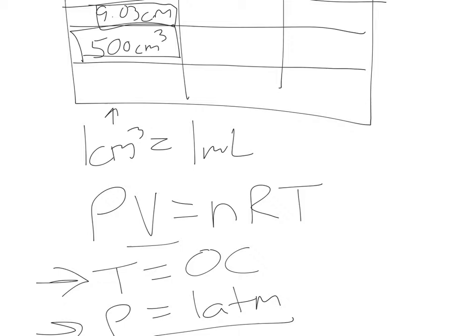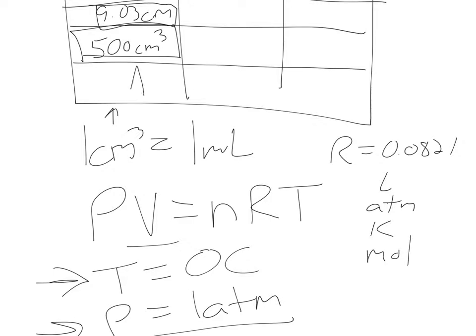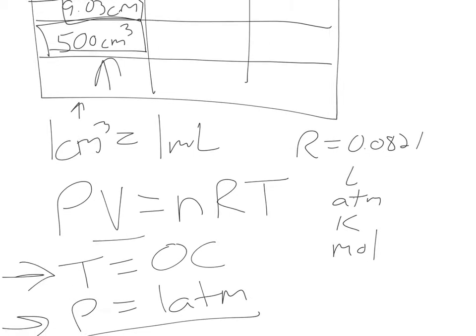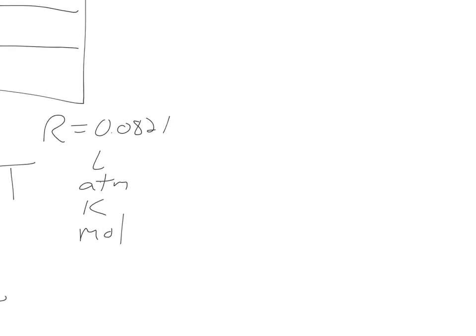But there's a problem with that. Don't forget R. R was 0.0821, but it was in liters, atmospheres, Kelvin, and moles. And my 500 centimeters cubed are not liters, so I need to change those to liters before I can plug that into PV and RT. So let's do that over on the side here real quick.